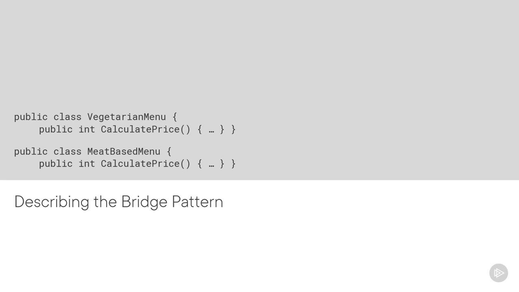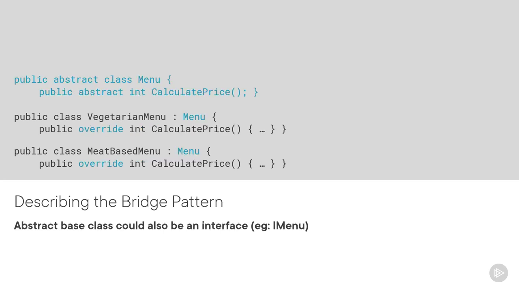Say we're creating software for managing a restaurant register. There are two menus available: a meat-based menu and a vegetarian menu. Both menu implementations expose a method, CalculatePrice. Depending on the menu, other fields are available, but those are not of interest for us right now. So, the class that needs to add up the total amount owed can simply call into CalculatePrice on each menu. We could implement this with an abstract base Menu class or with an IMenu interface.